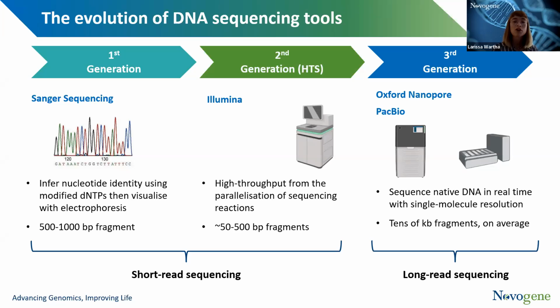And recently, a 3rd generation has been developed to sequence long reads. The familiar companies are probably Oxford Nanopore and PacBio. They basically sequence native DNA in real time with single molecule resolution, and this way you can sequence tens of kb fragments on average. Next generation sequencing actually refers to the 2nd and the 3rd generation sequencing tools.